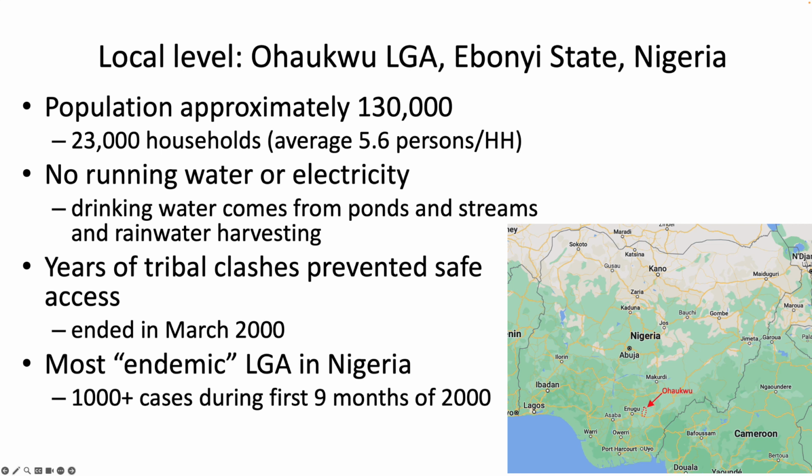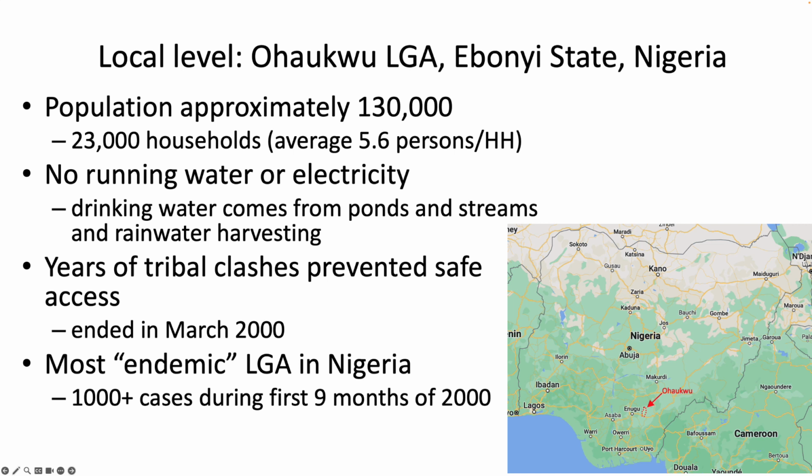And I'm going to present some slides from an example of guinea worm eradication activities that were happening in a local government area, Ohaukwu LGA in Ebonyi state of Nigeria. So this is an area that had about 130,000 people living in about 23,000 households. It was very rural and without running water or electricity in households. So the drinking water came from ponds and streams and from harvesting rainwater. And for a long time, tribal clashes in the area really prevented safe access for health workers to go in and out of the area to work on guinea worm eradication.